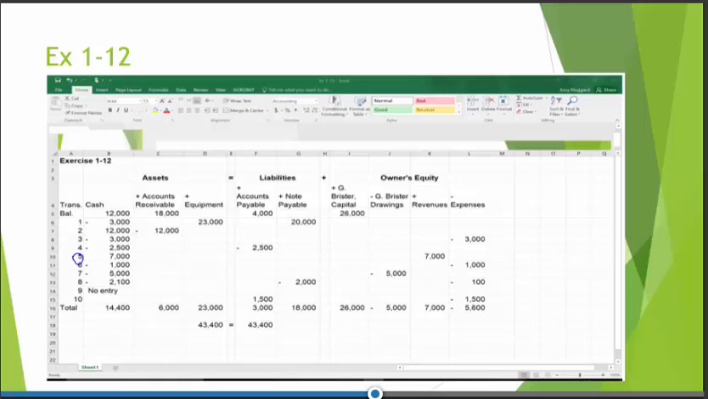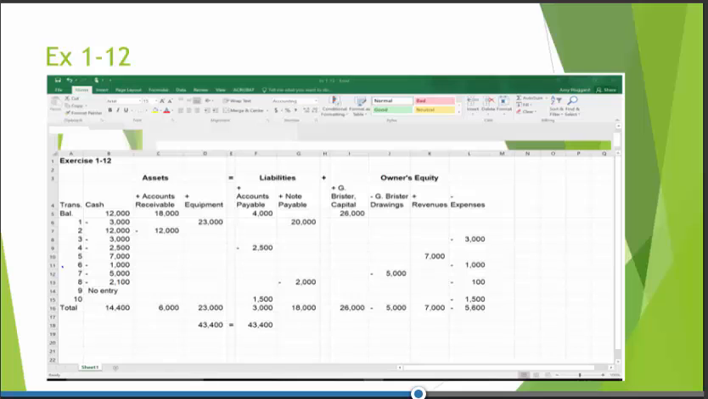Number 5, provided software services to Quan Construction Company for $7,000 cash. So in this case, we provided a service to Quan and they paid us cash. So we didn't invoice them and have set up a receivable. We actually physically received the cash. So that's going up. So that increases our cash and that increases our revenue. We've earned that money. So again, $7,000 on both sides of the transaction, or both sides of the equation.